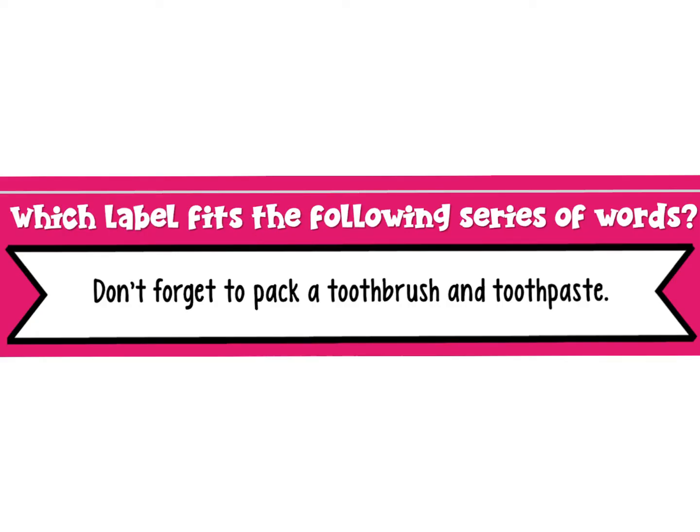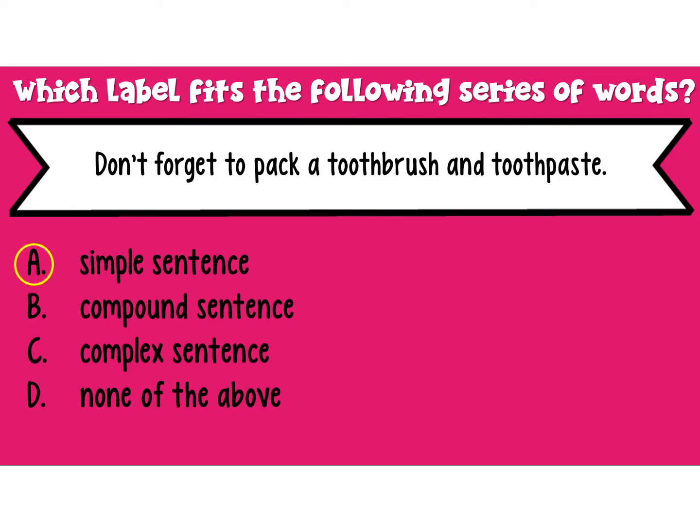Now, we're going to decide which label fits the following series of words. You have to decide, is it a simple sentence? Is it a compound sentence with the coordinating conjunction? Or is it a complex sentence with the subordinating conjunction and the independent clause and the dependent clause? And then your last choice is none of those. Is it just a group of words? If you picked simple sentence for this one, you were right. It just has one subject and one predicate.